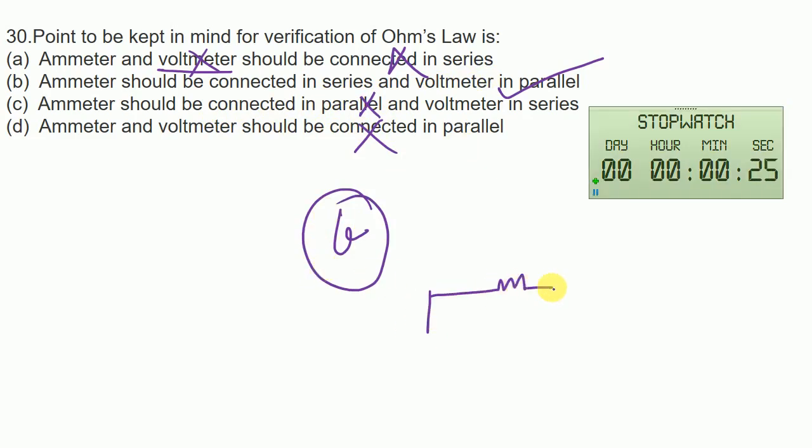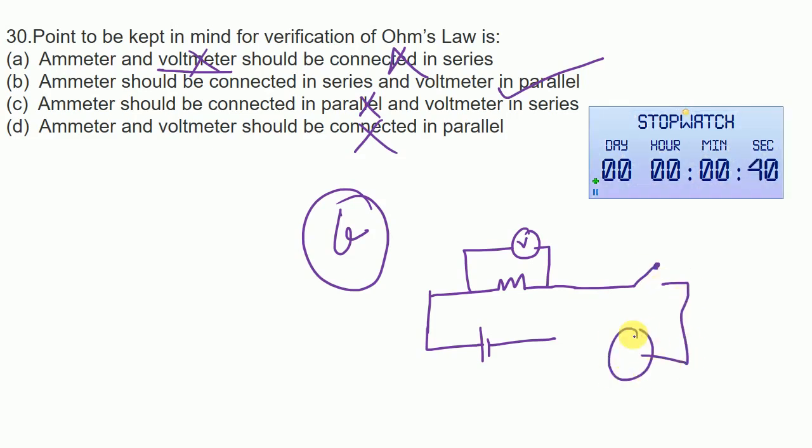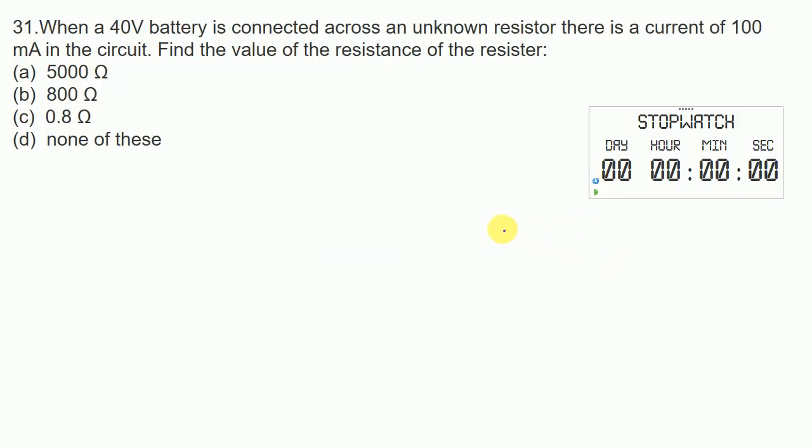This is the resistor whose resistance you have to find out. Right? Here we will connect the voltmeter, and somewhat key will be here, and we'll connect the ammeter over here, and the rheostat. So here rheostat will be there. This is the arrangement of Ohm's law, right?